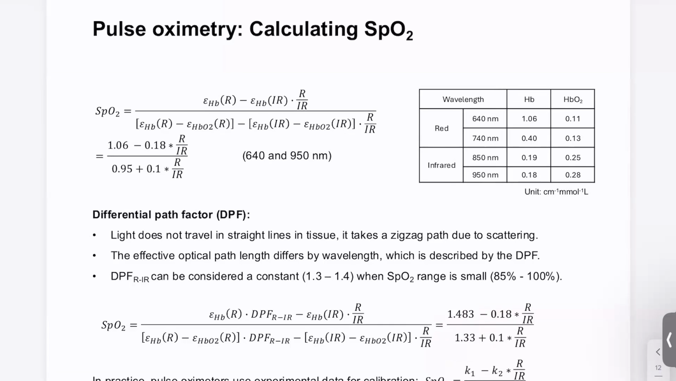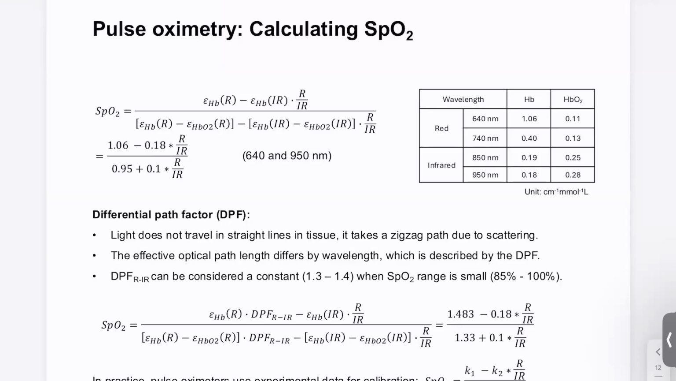Go ahead. Why is it plugged into those spots specifically? Is that just how the derivation works out? Oh, I mean the differential path factor. Yeah, this is the DPF of R versus IR. So that's why you plug this into the term of R, not IR.